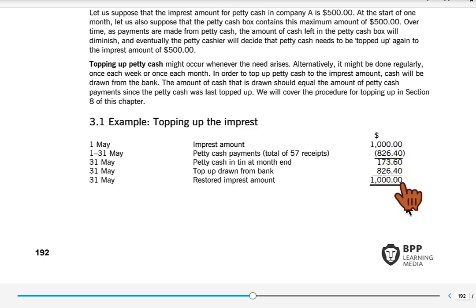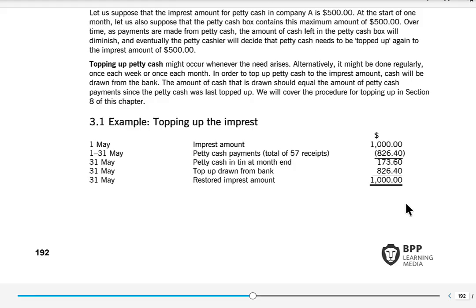What this example is teaching you. This example teaches one very important idea. In the imprest system, you do not decide the top-up amount randomly. You calculate it based on the receipts and the cash left. Also notice something very important. The total receipts for the month are exactly the same as the top-up needed.